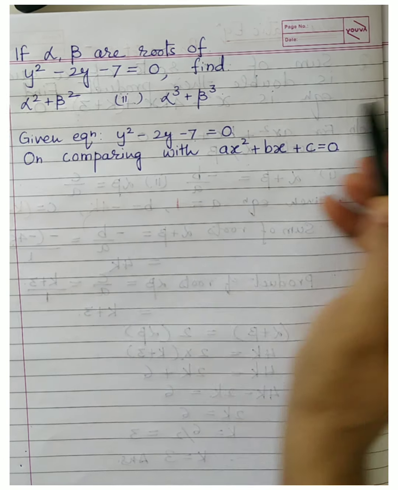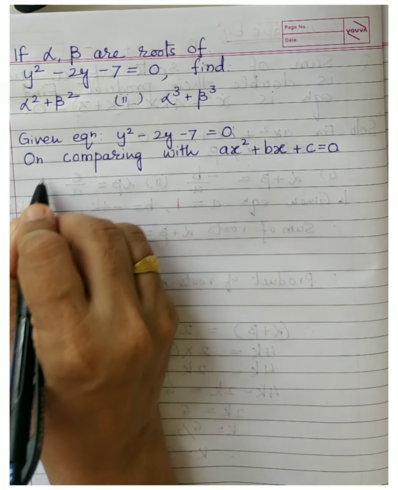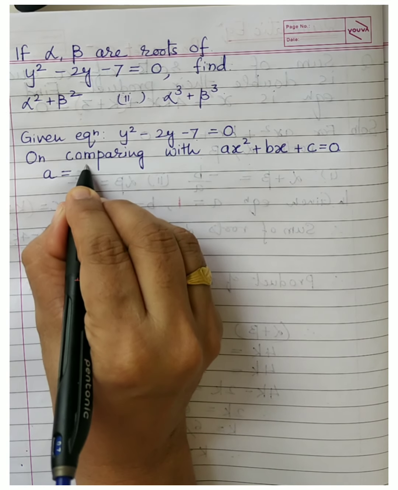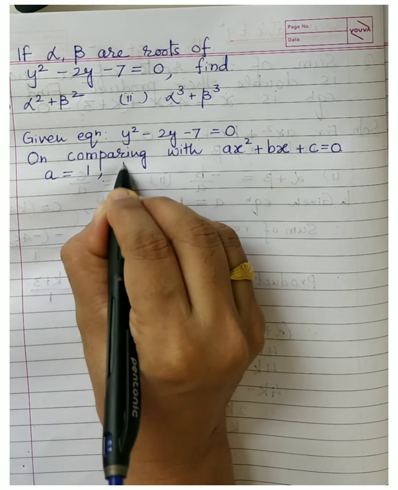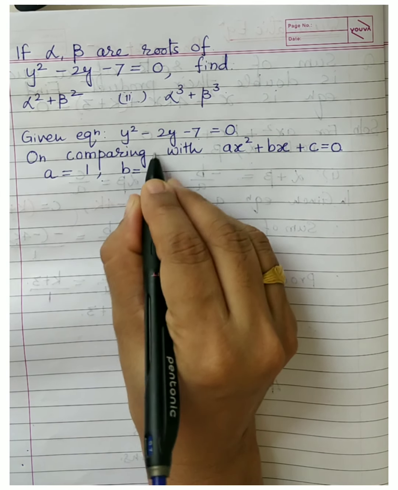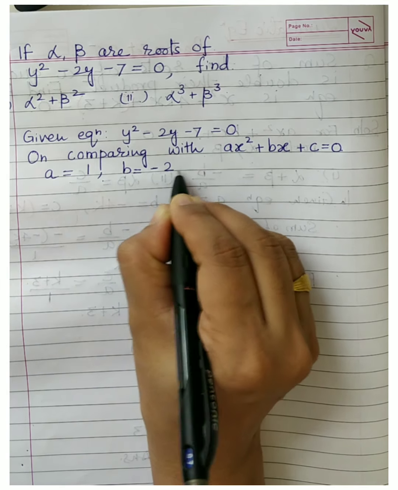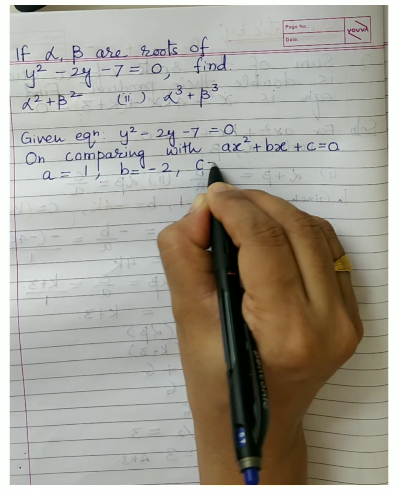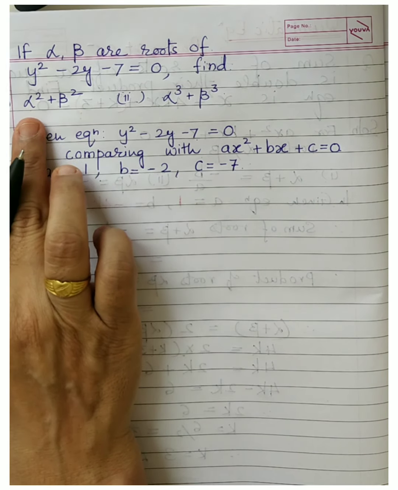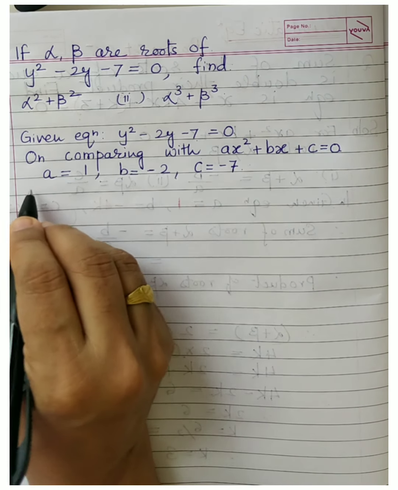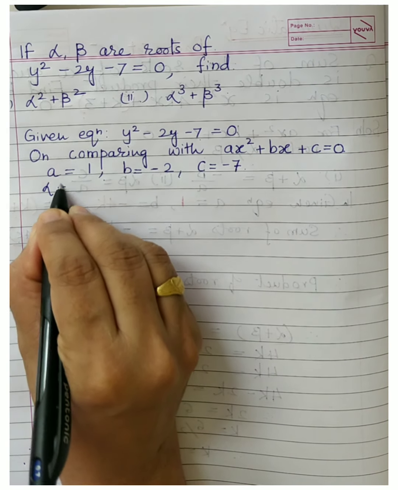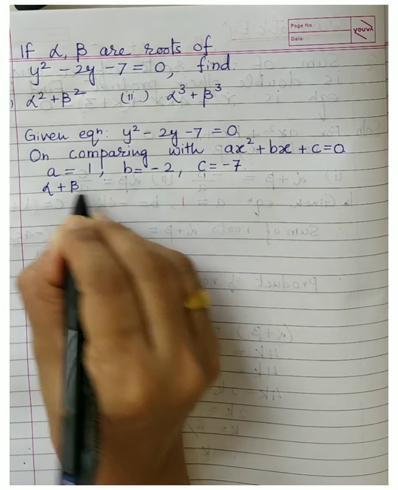As usual, the first step will be comparing it with the standard form. What is the value of a here? The coefficient of y², that is 1. What is the value of b? The coefficient of y, that is -2. And what is the constant term c? -7. Since we need to find alpha² + beta² in the first case, let's see first what we can find from the given part. So we can find the sum of these roots, alpha + beta.